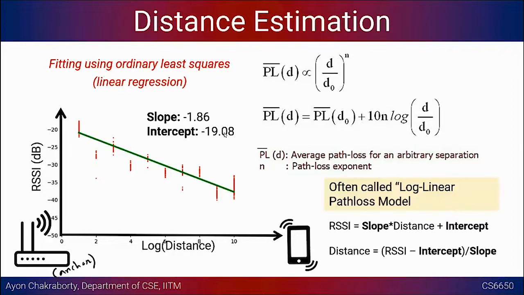So often we call it, as I told you earlier, the log linear path loss model. The distance is in the log domain, and RSSI is equal to slope multiplied by distance plus the intercept. This is like a y is equal to mx plus c relation. And from this equation itself, you can estimate the distance given the RSSI or RSS.